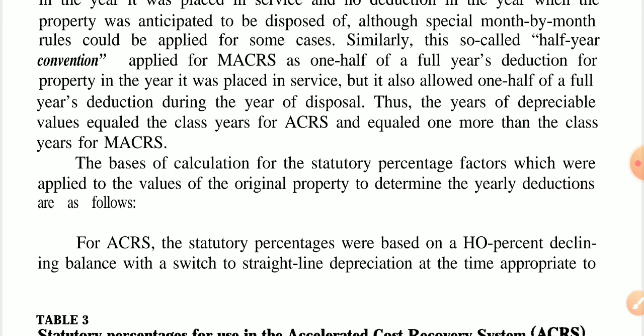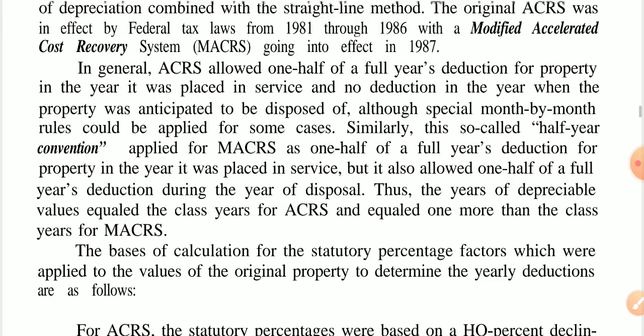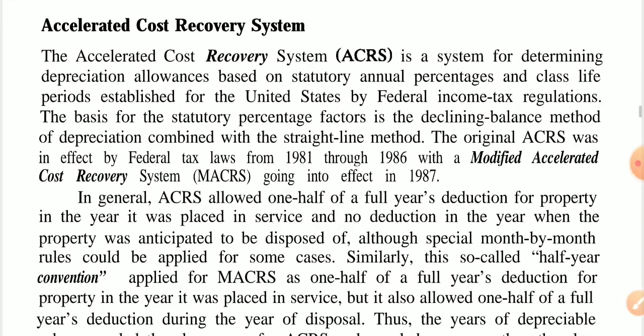The basis of some calculations for the statutory percentage factor, which was applied to the value of the original property to determine the yearly deduction, is shown as follows. For ACRS, the statutory percentages were based on the 150 percent declining balance method, with a switch to straight line depreciation at the time appropriate for the general accelerated cost recovery system.